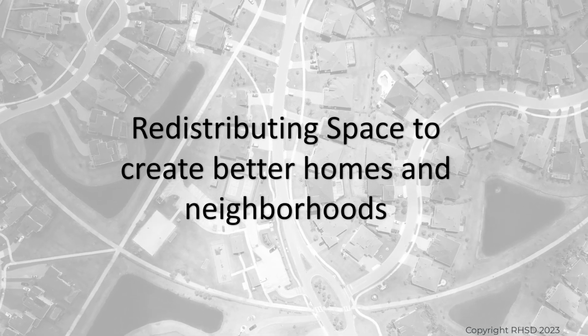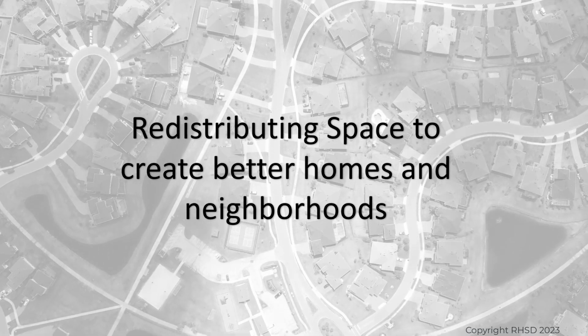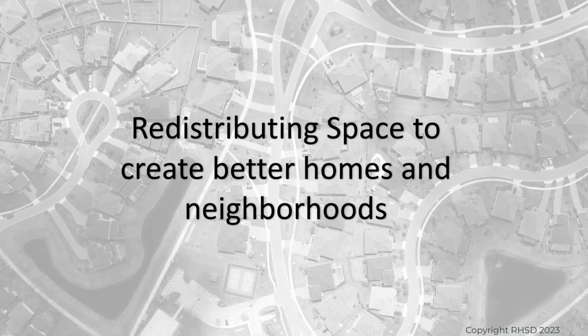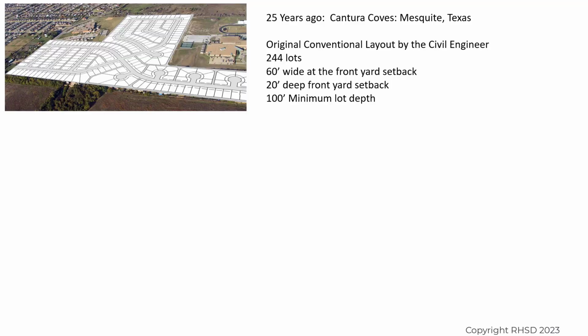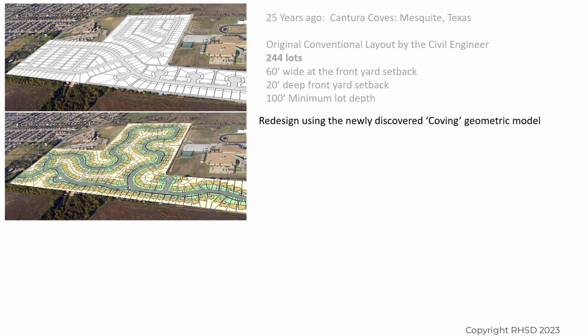This video will explain how redistributing space can create better homes and better neighborhoods. Let's take a look at 25 years ago in Mesquite, Texas. This was the original 244 lots to regulatory minimums that was proposed, so we took a look at it and used this method we called coving.